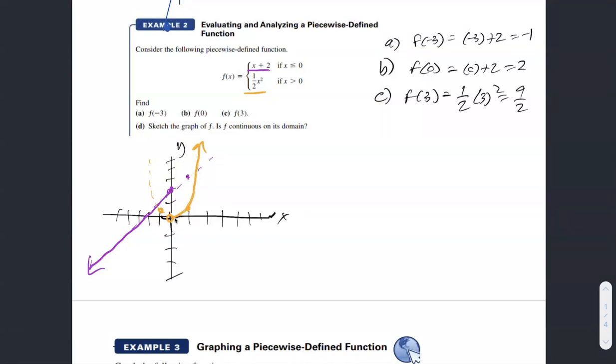Right, so the only part of my graph that actually counts are the solid portions. So this one to the left side of 0, and this graph to the right side of 0. And we get this piecewise function, right? A graph with 2 different pieces. Is f continuous on the domain? No, it's not, right? These do not connect.